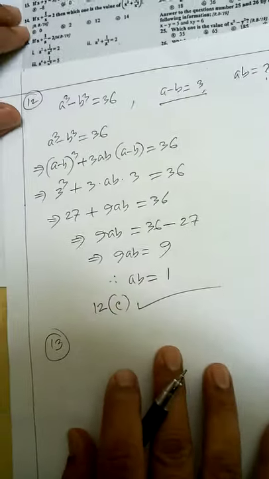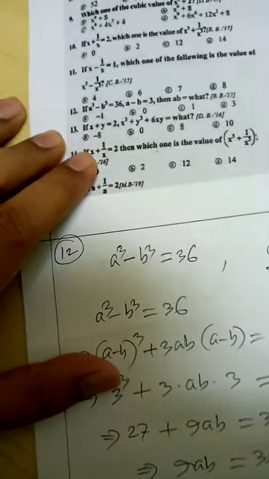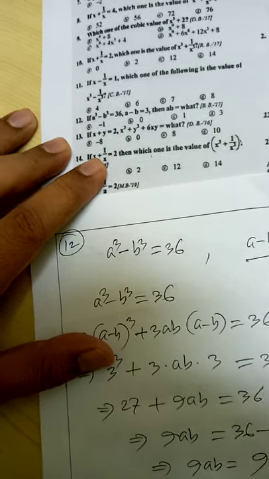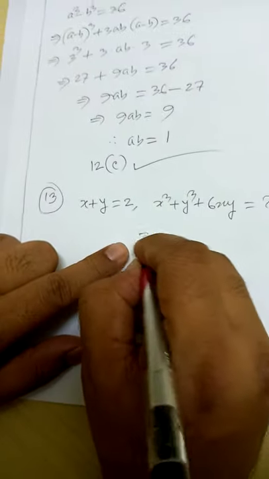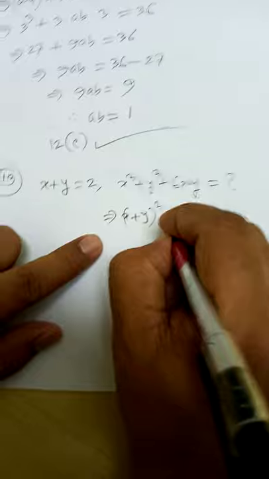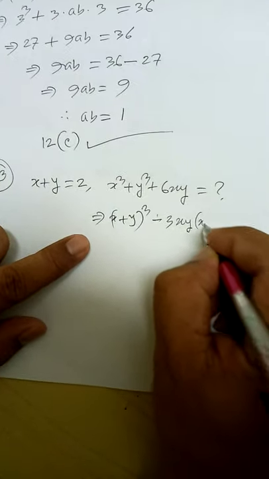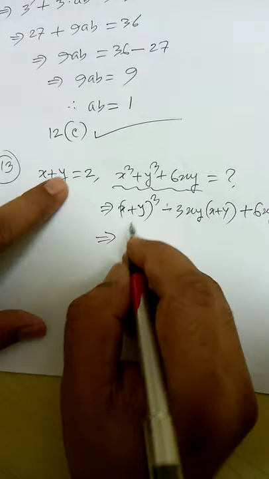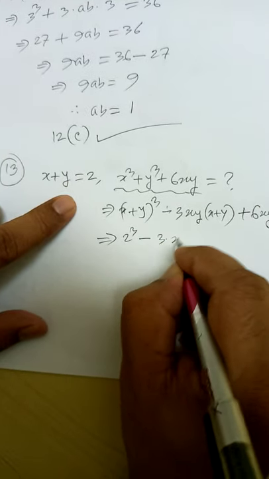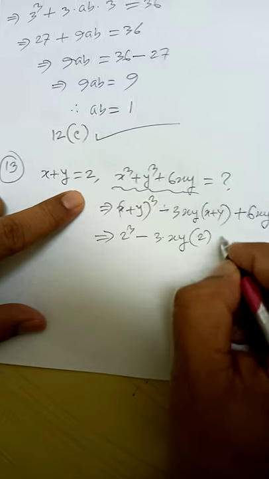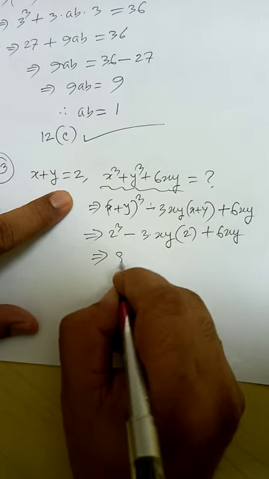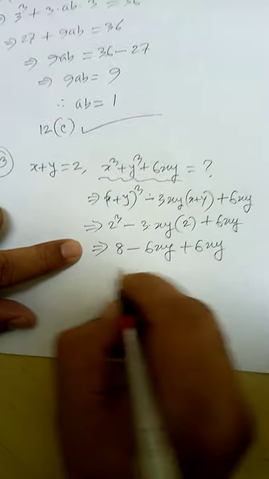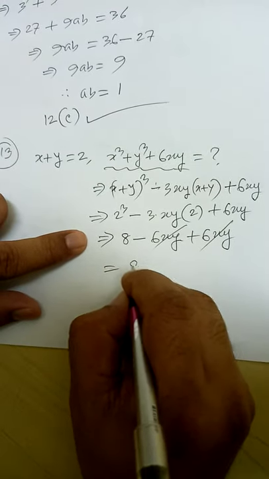Now question number 13. What is given? Given x plus y equal to 2, then x cube plus y cube plus 6xy equal to what? Students, you can start here, just make a rough. x plus y whole cube minus 3xy into x plus y plus 6xy, because that is the question. So x plus y is 2, so 2 cube minus 3 into xy, but xy is not given. 2 cube equal to 8, minus 6xy plus 6xy cancel, so it will be 8.